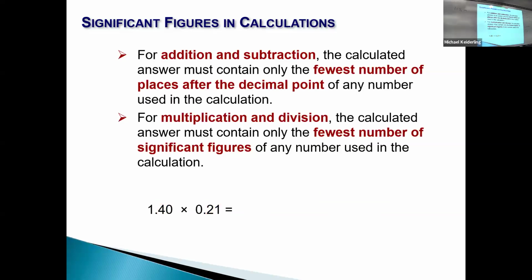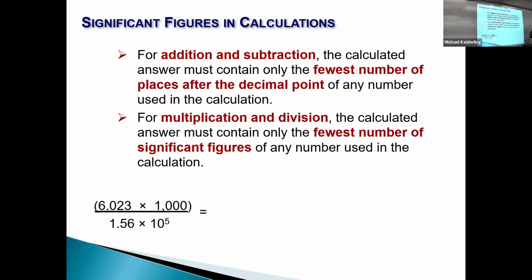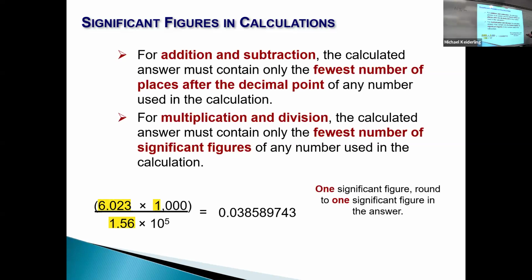But here, if you have 1.40 times 0.21, that's 2.94, but you need to round it to two significant figures. So that's 0.29. And here, we have 6.023 times 1,000 divided by 1.56 times 10 to the fifth. Well, this comes out to this number, but the 1,000 actually only has one significant figure. So this actually has to be rounded to 0.04.